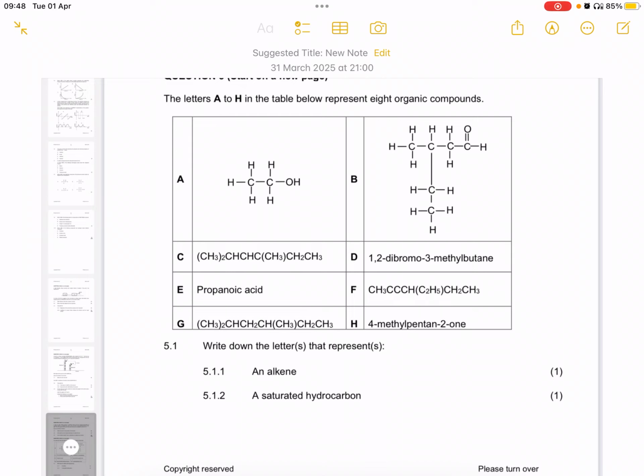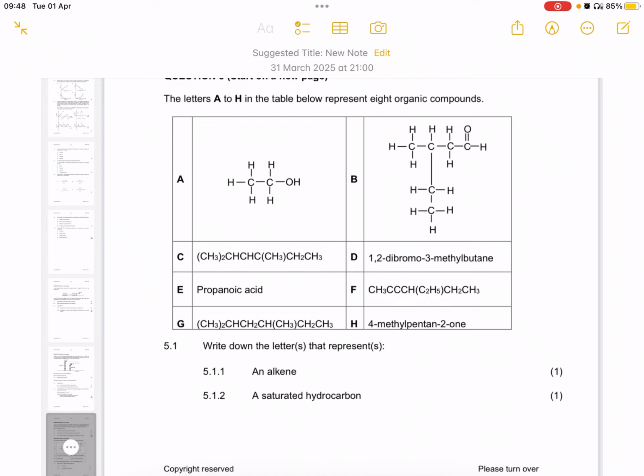Now, first thing you can do is analyze what information is given. In A, you're given a structural formula, and B is a structural formula. In C, F, and G are given condensed structural formulas, which means you might have to draw the structural formulas. And then in D, E, and F, you're also given IUPAC names, which means you might have to draw the structural formulas.